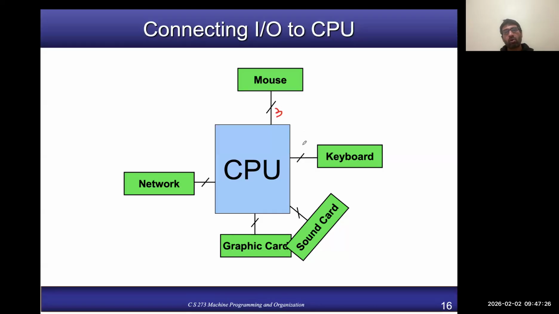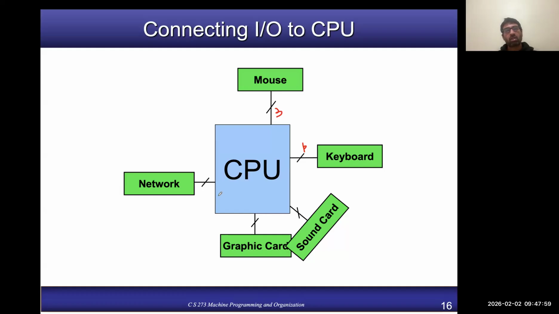Then for the keyboard, maybe I'm just making up a number, 10 pins. Similarly for the sound card. So what happens? We will end up having so many pins on the CPU. And the problem is that the more pins you need on a microcontroller or CPU, the more expensive it is. And not only expensive, the size of the chip also increases. So we don't want to have that situation where we have separate pins or connections for each I/O device, or input output device.